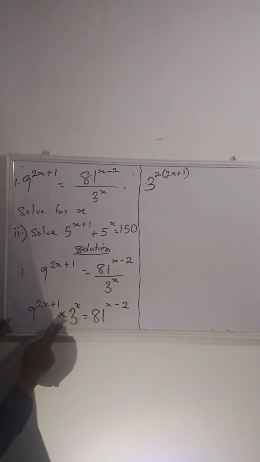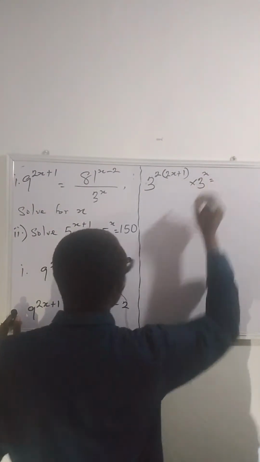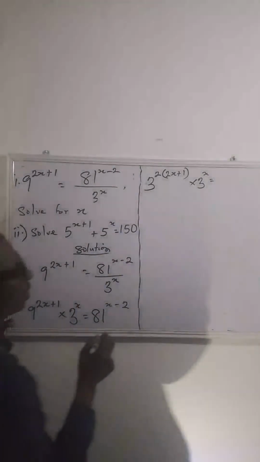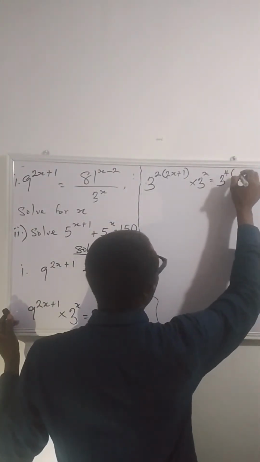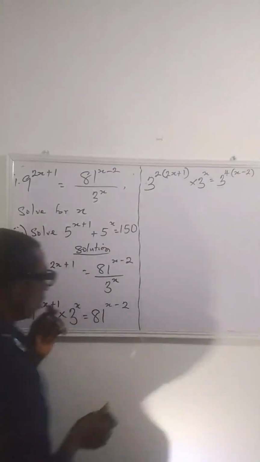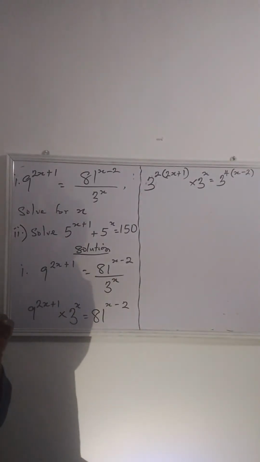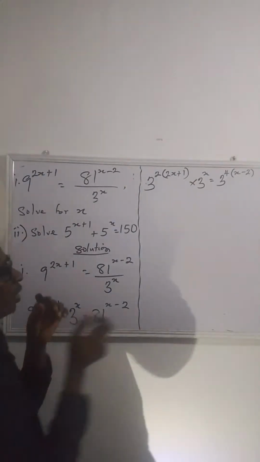Okay, so now times 3 raised to the power of x equals, now look at what we have here, 81. That is 3 raised to the power of 4, so 3 raised to the power of 4 times x minus 2. Okay, hope you get that. Now, what's the next thing to do? The next thing to do is to apply this law here.